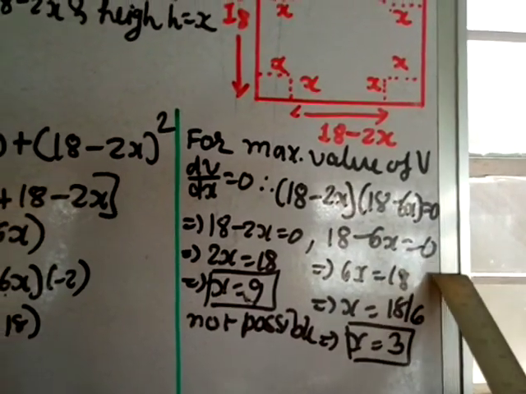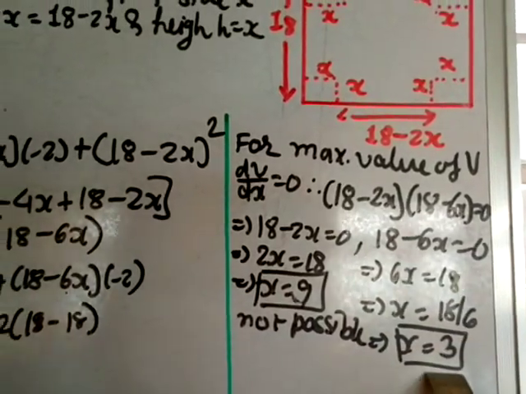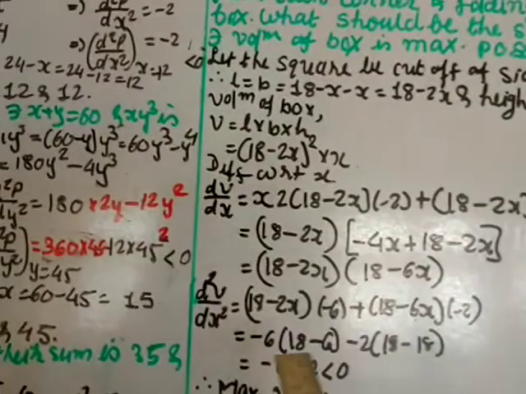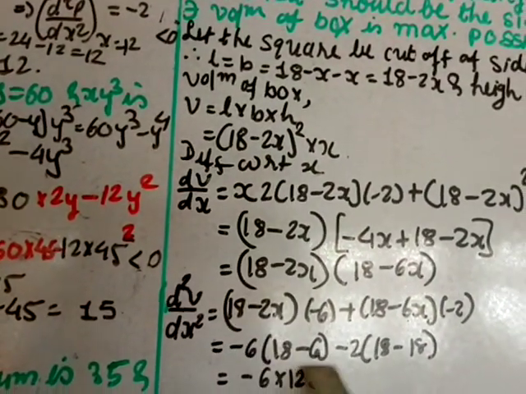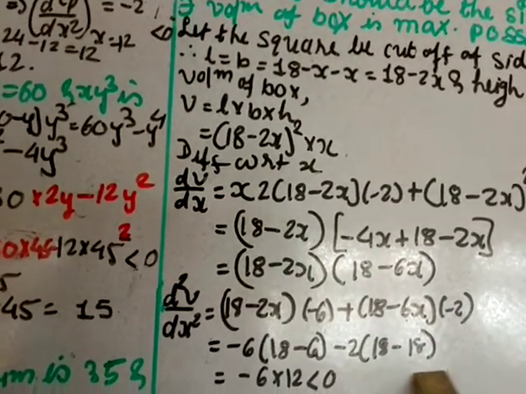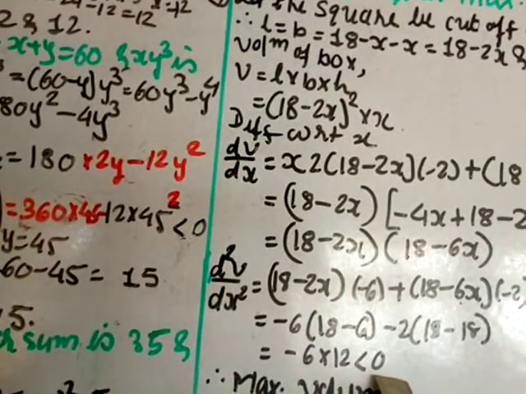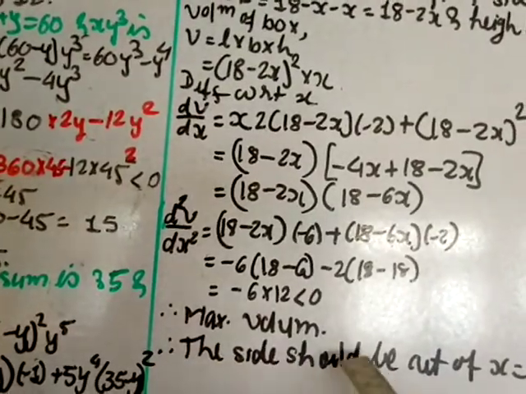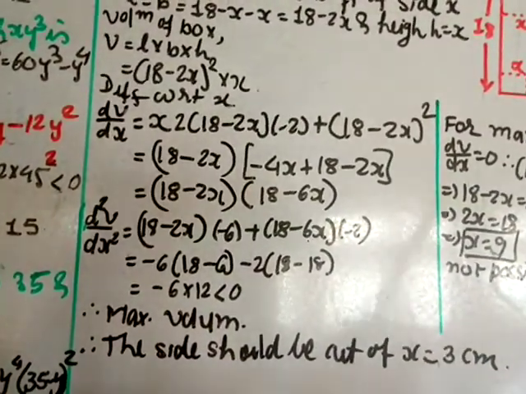18 minus 6x is equal to 0, so that means 6x is equal to 18, divide by 6, so x equals 3. Let us check whether this gives you the maximum volume or not. So I'll put x = 3 in the second derivative. So 2 into 3 is 6, 18 minus 18 is 0, so this part becomes 0. Here minus 6 times 12 is a negative answer, so I get maximum volume. That means my answer is correct. The side to be cut off to make the volume maximum should be x equal to 3 centimeter.